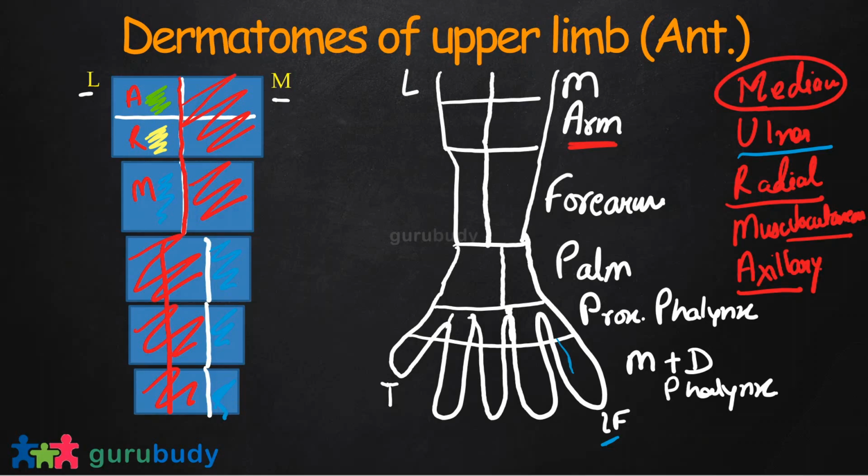So if the question comes, which nerve supplies the thumb area? We all know the thumb area is supplied by the median nerve. Also, which nerve supplies the little finger? We have this one. So this is the ulnar nerve.